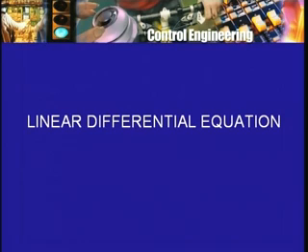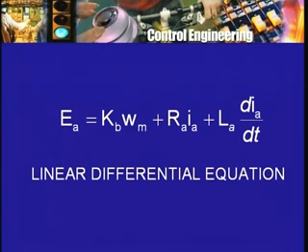It is no longer an algebraic equation, but it is still a linear equation, only it is now a linear differential equation. A linear differential equation is an equation in which derivatives of the variables also appear in addition to the variables themselves. So in this equation we have not only ia, but also its derivative dia dt, the rate of change of armature current, appearing in the equation. Of course, we have omega m, the instantaneous speed, and the applied voltage also appearing in the equation. The equation is linear.